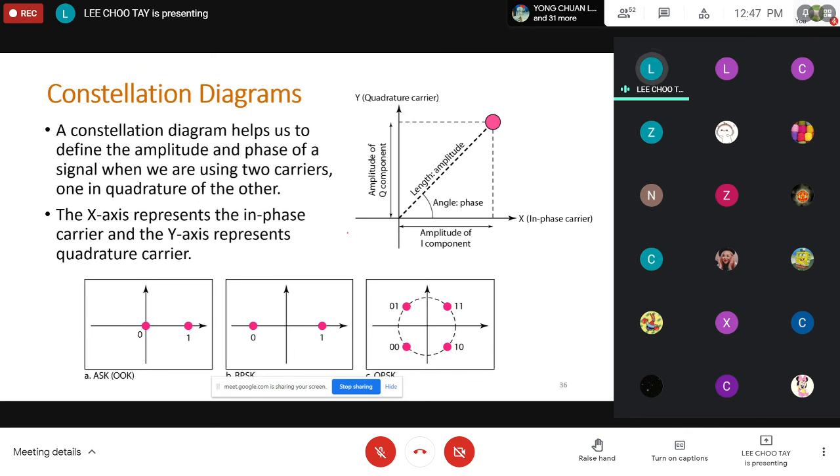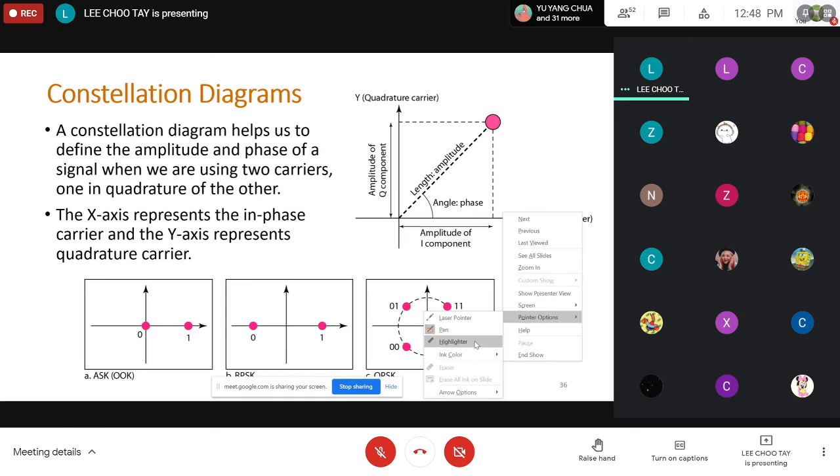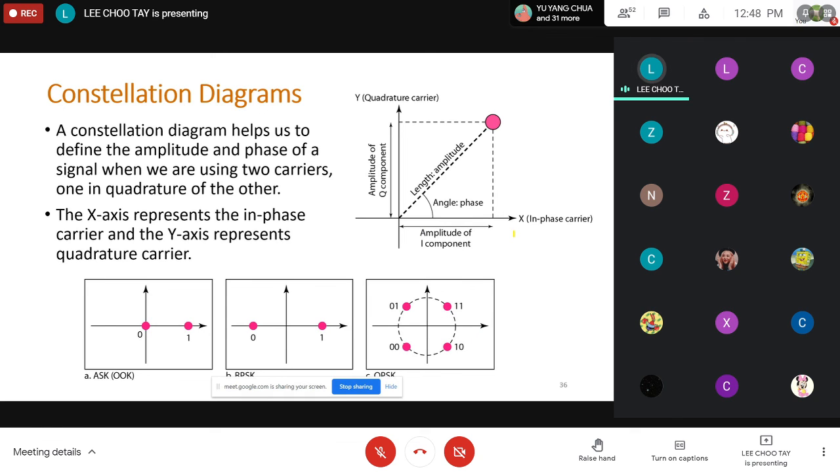Okay, so the constellation diagram is very important in PSK. The constellation diagram tells us the amplitude and the phase angle of the signal, or of each carrier. So in this example, you have the amplitude, you have the quadrature component. That means we have the in-phase carrier, and we also have the out-of-phase carrier. We call it the quadrature carrier.